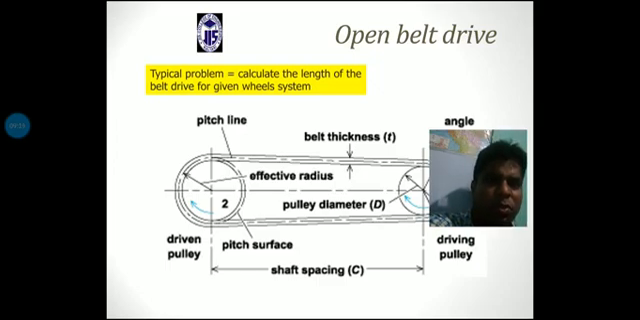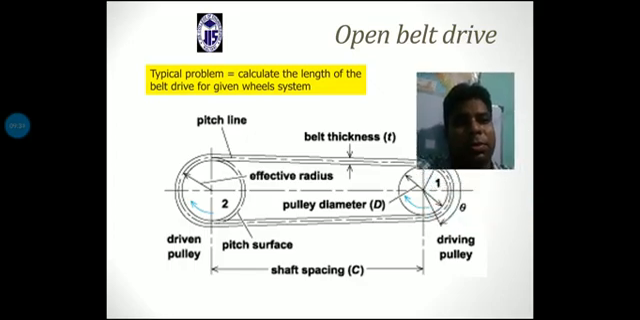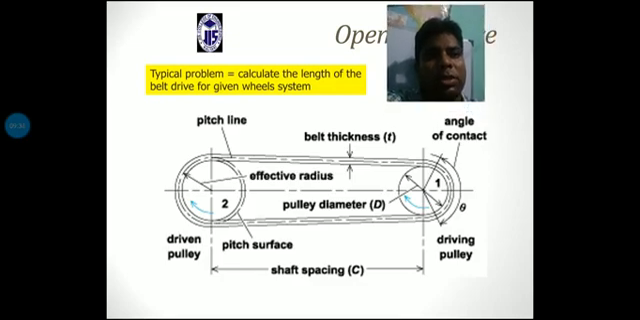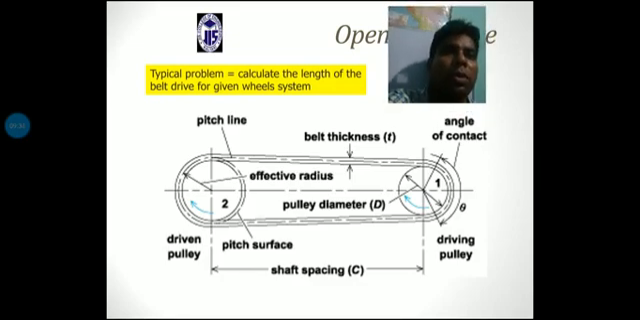But in most of the cases, we can design or use two types of belt. First one is flat belt and second one is V belt. In flat belt, two systems are there. One system is open belt drive and another system is cross belt drive. So that is actually the figure of open belt drive.